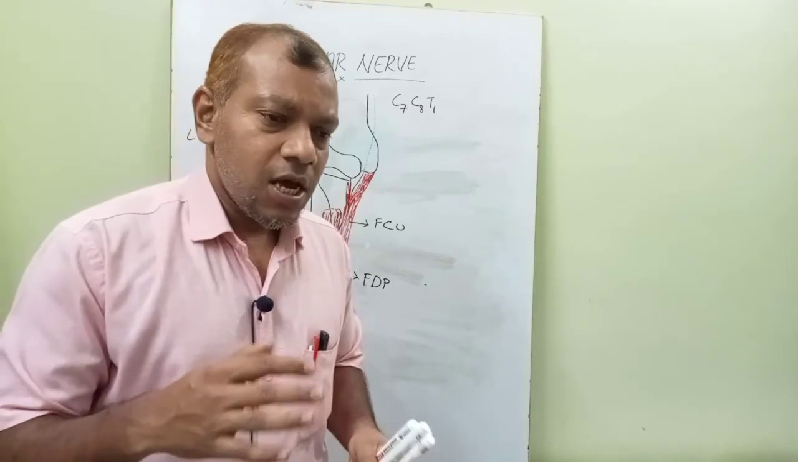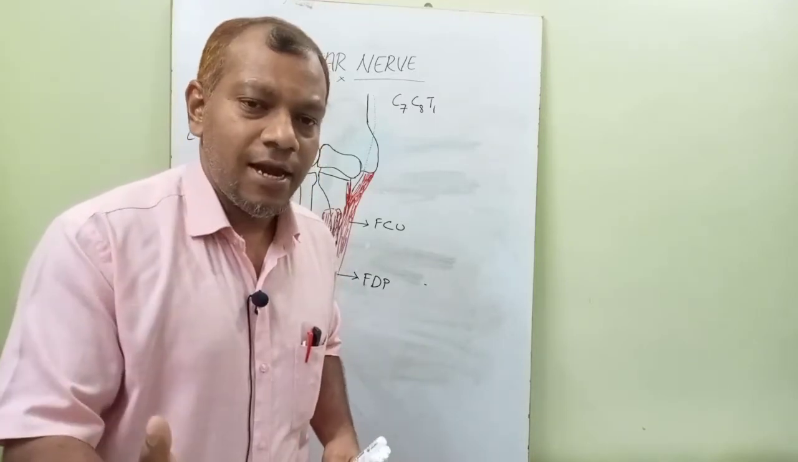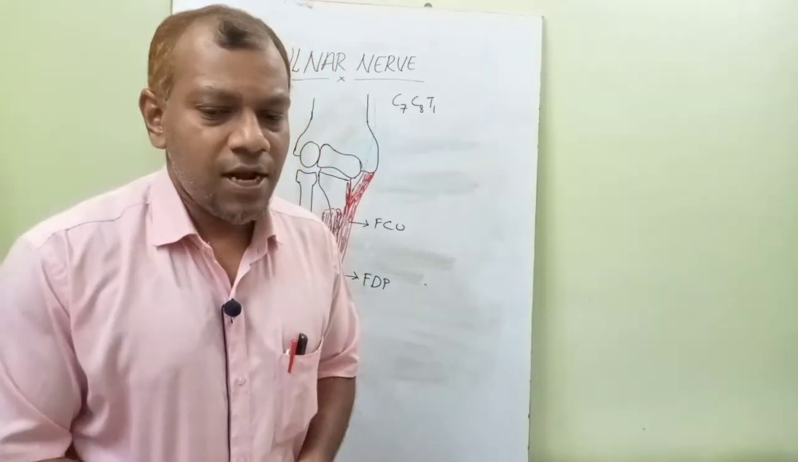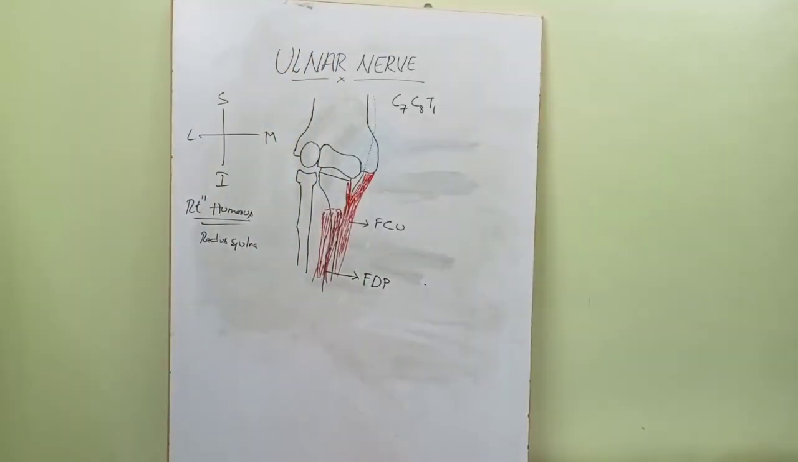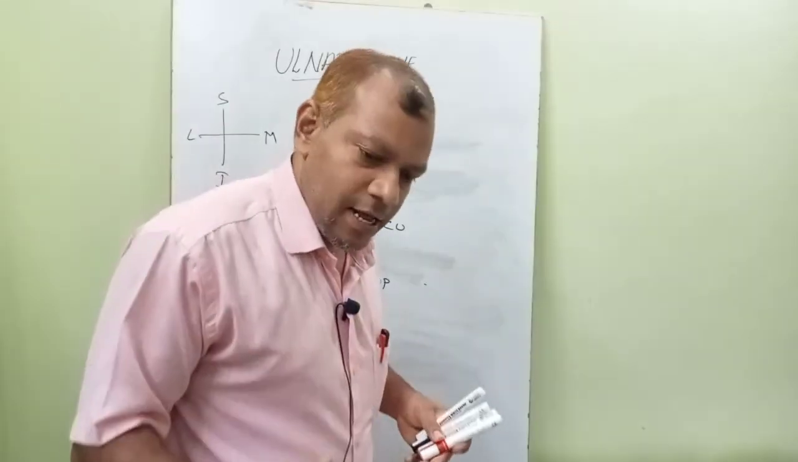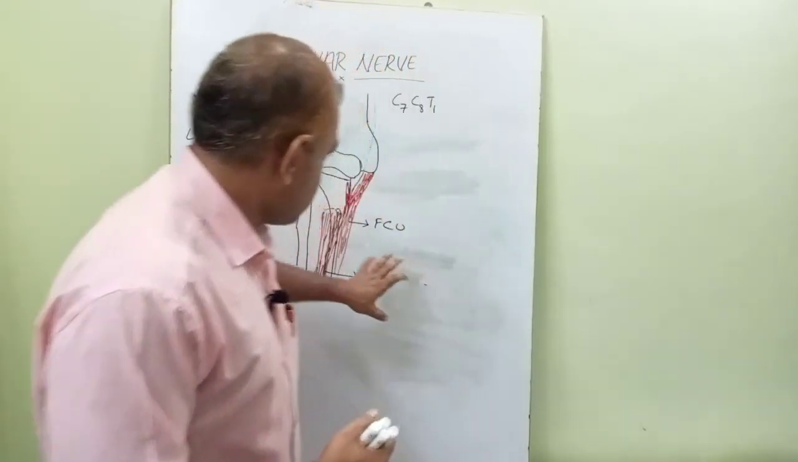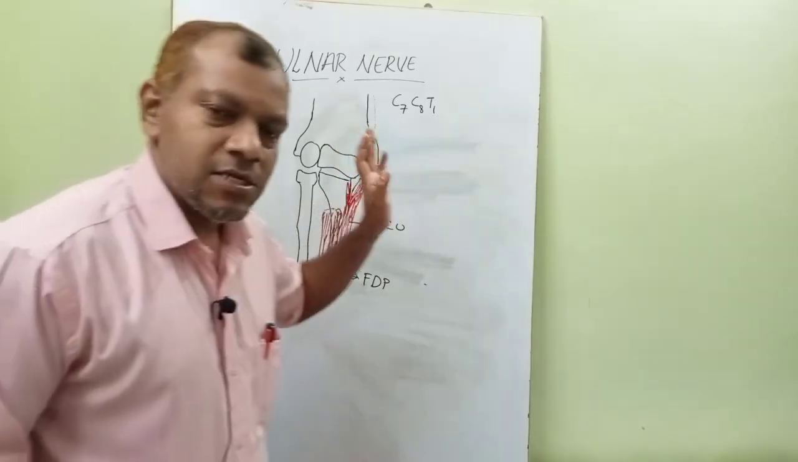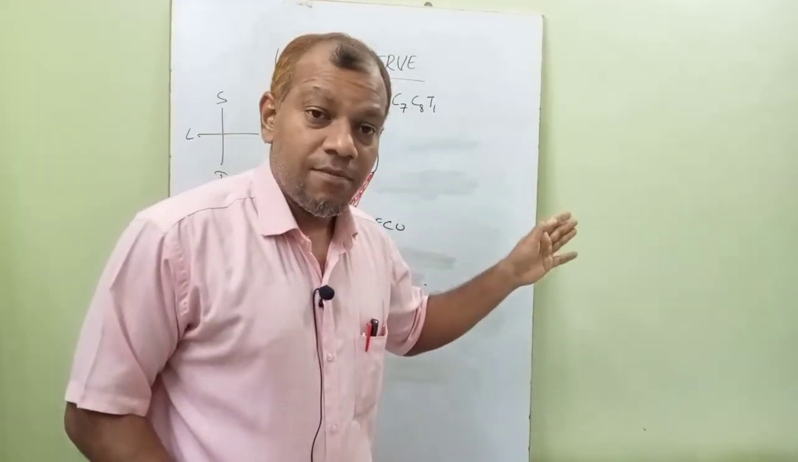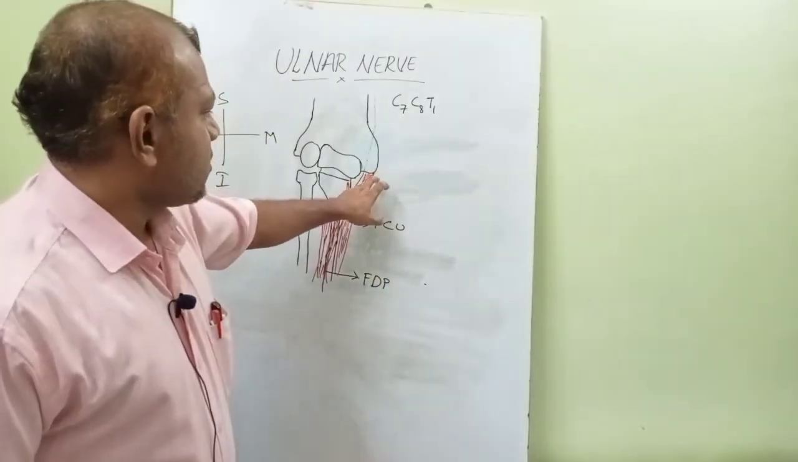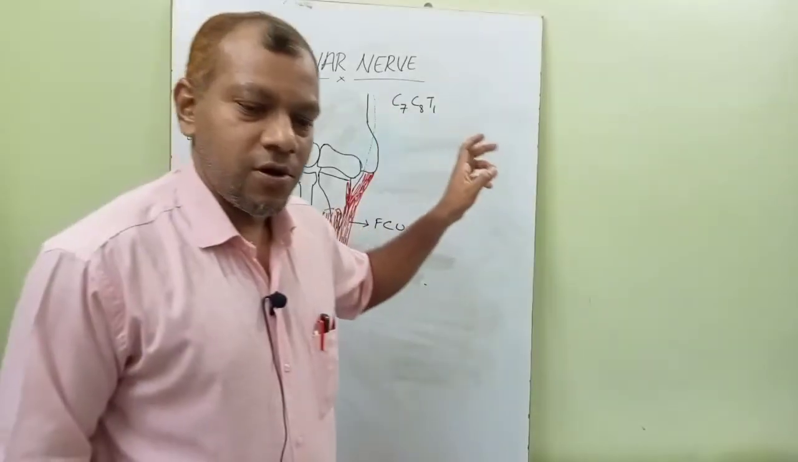Now we are going to see how it is going to enter into the hand, and what are the branches coming from the ulnar nerve. Now we will discuss. Before going to see the branches of the ulnar nerve in the hand, it is also going to supply a joint. Which joint? The elbow joint is supplied by this ulnar nerve. So they are articular branches. We have seen the muscular branches, and the articular branches are supplying the elbow joint.